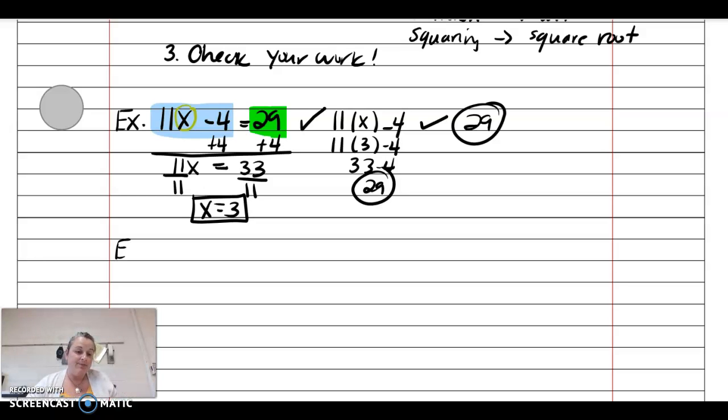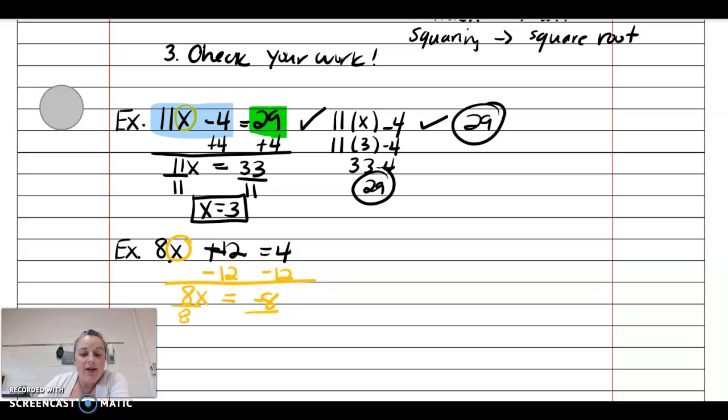Let's try another one. All right, so if I did 8x plus 12 equals 4, it is a plus. Again, we're going to look at our variable right here. What's happening to it? Oh, we've added 12. So in order to get rid of adding 12, we have to take 12 away. So I have 8x equals negative 8. X is multiplied by 8, so let's divide by 8. So I get x equals negative 1.